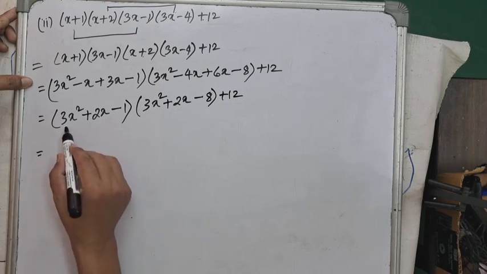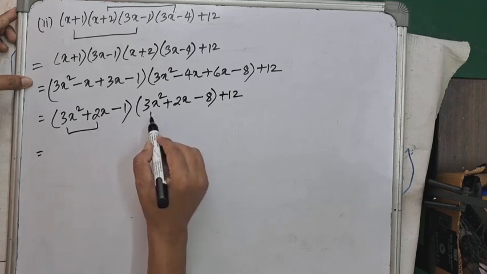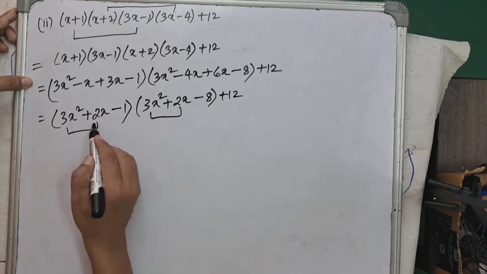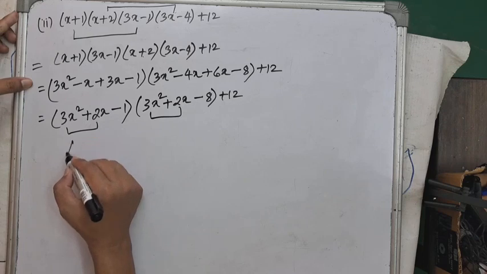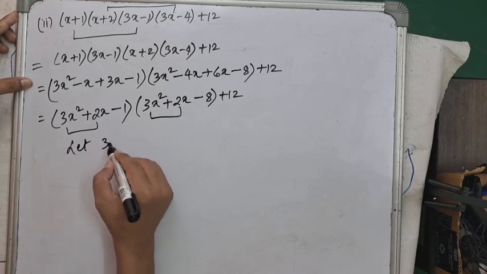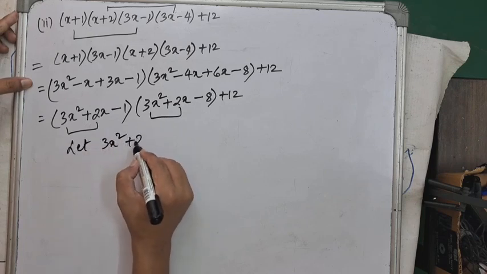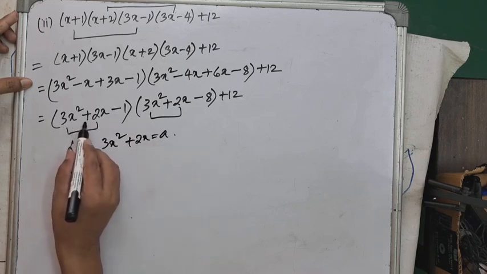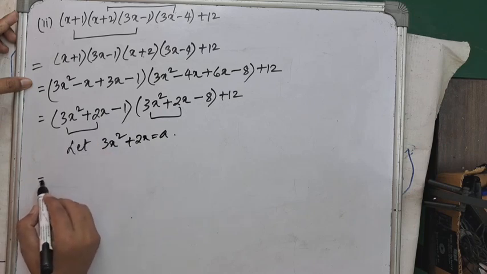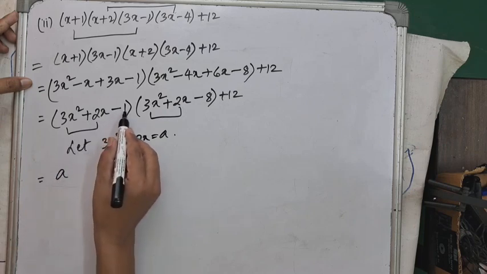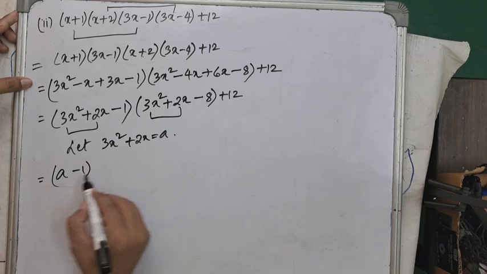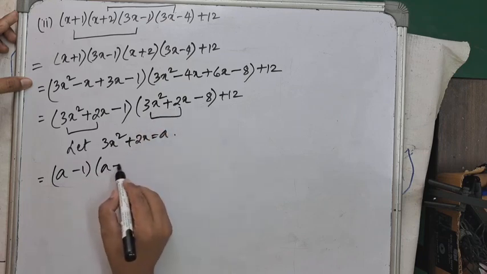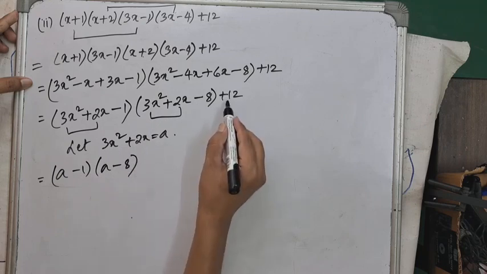Okay, so we can see 3x square plus 2x and 3x square plus 2x in both the terms. So we can assume this 3x square plus 2x as a. Okay, so let 3x square plus 2x equal to a. Instead of this 3x square plus 2x, I'm going to write a. Okay, so a minus 1. Again we have this is a minus 8 and then plus 12, isn't it?